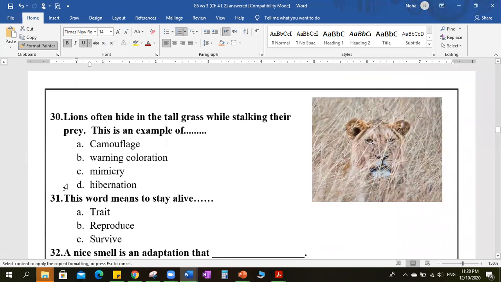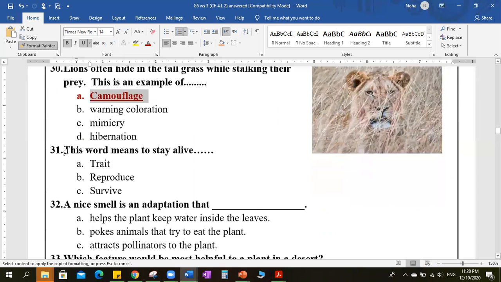Number 30. Lions often hide in the tall grass while stalking their prey, while they're watching their prey. This is an example of exactly camouflage. So even predators, guys, need camouflage, so it makes hunting easier for them.